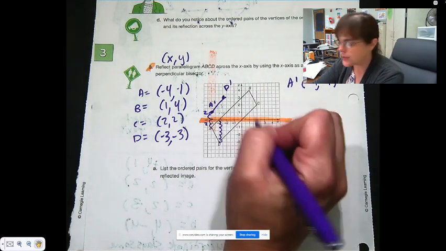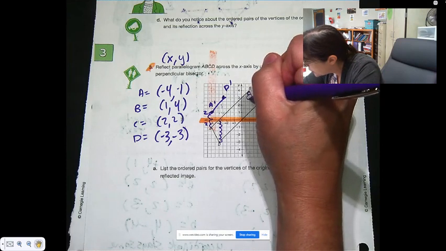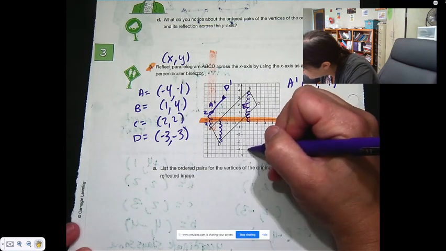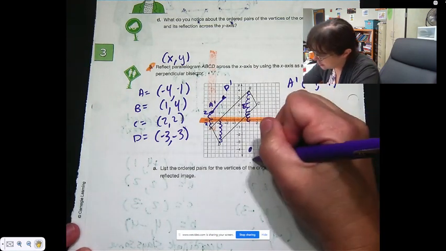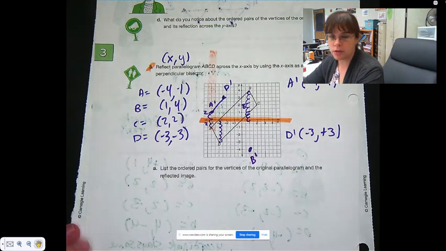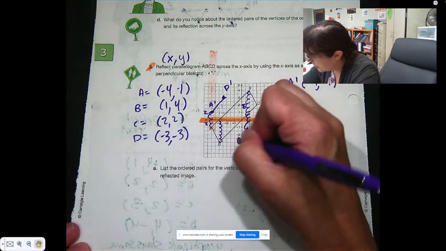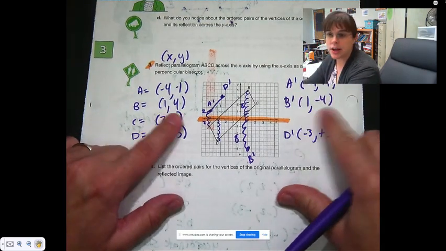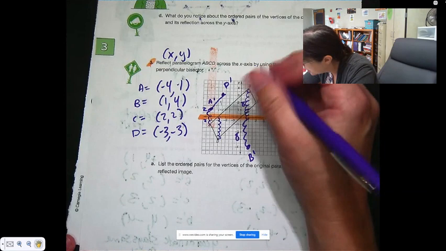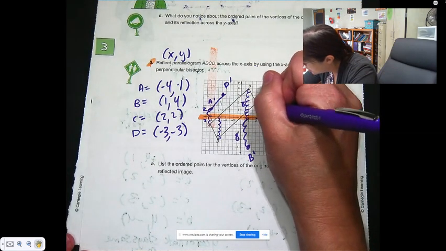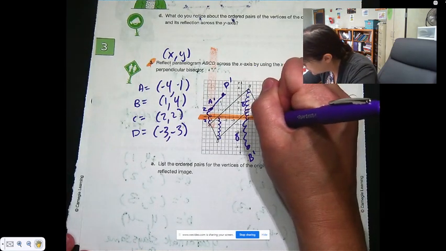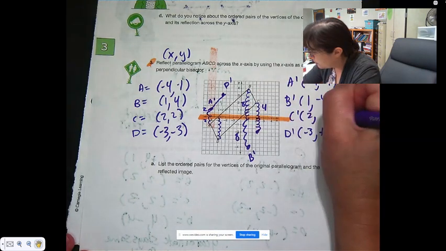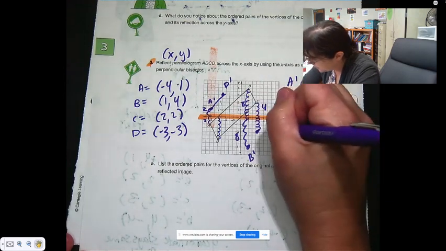Now we're going to do the same thing for B, but instead of counting up, because this is above my X, I have to count down. So 1, 2, 3, 4, 5, 6, 7, 8 to X. So I have to go 8 in the other direction. So that's going to be my new B. Count 8 down. So my B value goes from being 1, negative 4. So you can see once again, X stays the same. My Y sign changes. The same thing for C. That's 4 above X, so I have to count 1, 2, 3, 4 below. And it goes from being 2, positive 2 to being 2, negative 2.